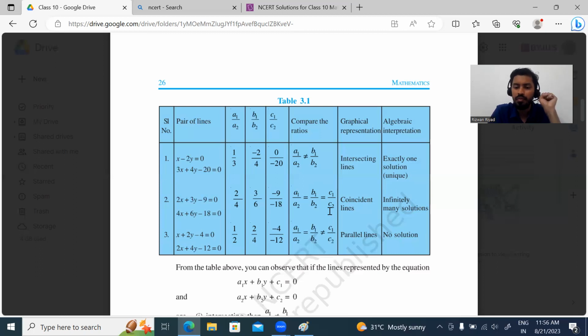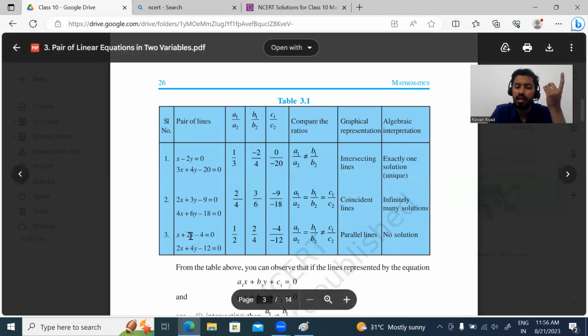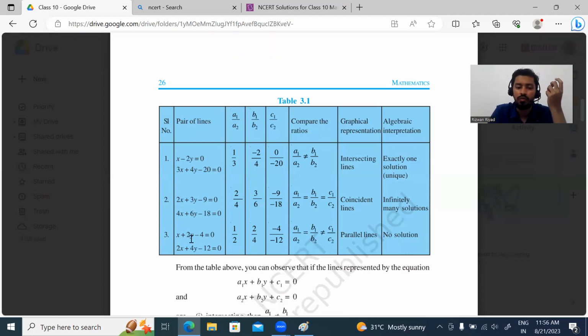Okay. Now let's move to the third one. You have another pair of linear equations here. You can find A1, B1, C1, A2, B2, C2, all by the same method that we applied. In the same way, you can find A1 by A2, B1 by B2, C1 by C2. A1 by A2 is 1 by 2, B1 by B2 is 2 by 4, and C1 by C2 is minus 4 by minus 12. You can apply the same method and compare the ratios.